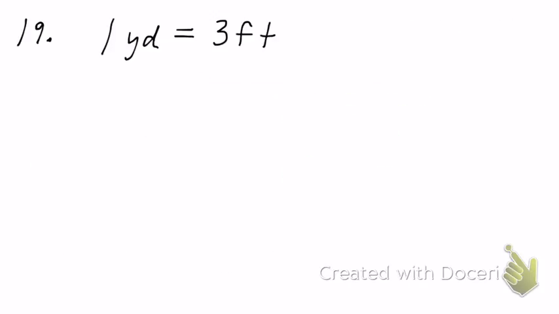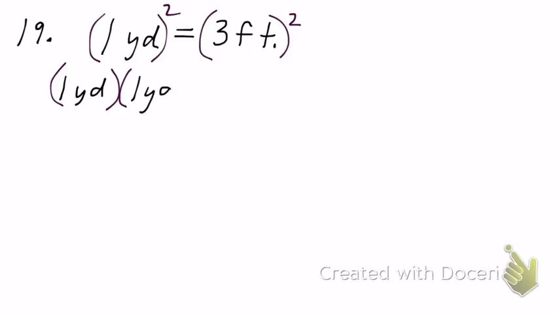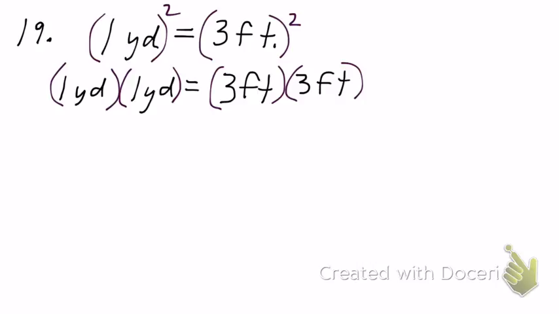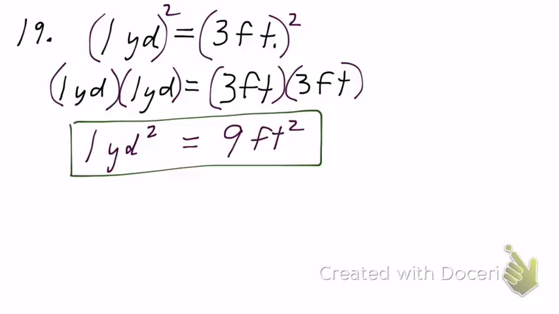So here we know that 1 yard is 3 feet, and we need to find out what 1 square yard would equal in terms of square feet. Well, one way to approach this problem is think of it as an equation and let's square each side, because I need square yards and I'll have to square the other side. Whatever you do to one side, you do to the other. So we're going to multiply 1 yard times 1 yard and 3 feet times 3 feet. Notice you get 1 square yard. Yard times yard is yard squared. On the other side, you get 9 feet squared. So 1 square yard is equal to 9 square feet.